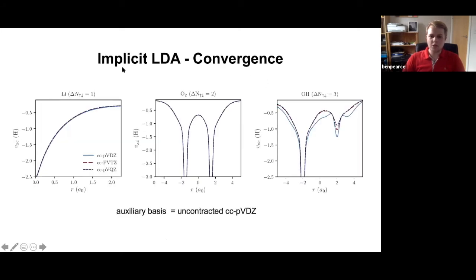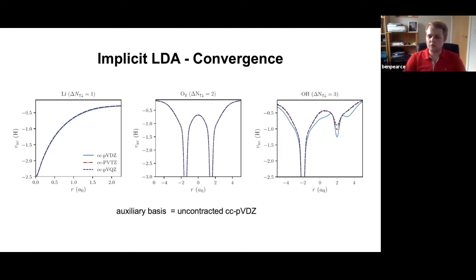So I'm now going to show you some results for implicit LDA calculations on 3 different systems, just to show how the OEP results converge nicely, and we are reliably solving the equation. On the left-hand side, you can see the results for a doublet lithium atom, where the difference between the number of up and down electrons is 1. In the center, we can see the results for the O2 diatomic. This is a triplet state. And on the right-hand side, we can see the results for the quadruplet OH radical.